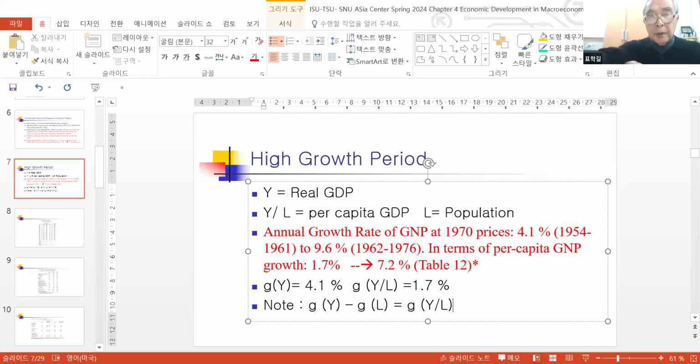So in this case, I recover the growth rate of L, the population, from the given information. The growth rate of population should be equal to GY minus GY divided by L.